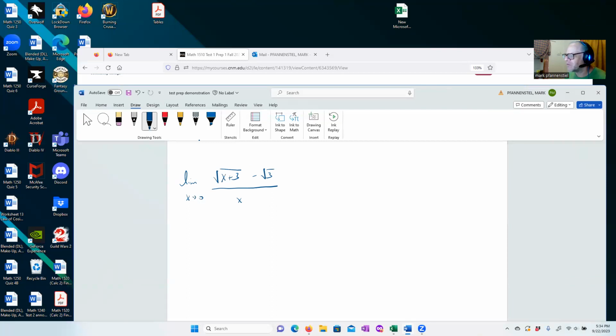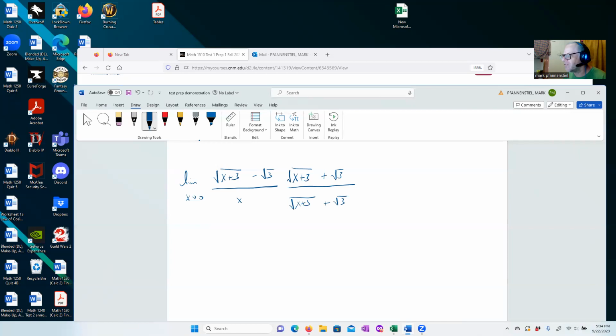So what we're going to do here is multiply the top and the bottom by the conjugate of the top. We're going to rationalize the numerator. So we're going to have the square root of x plus 3 plus the square root of 3, and then this is divided by the square root of x plus 3 plus the square root of 3. And then let's see what happens.